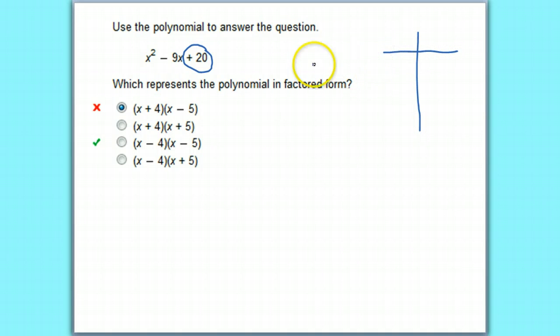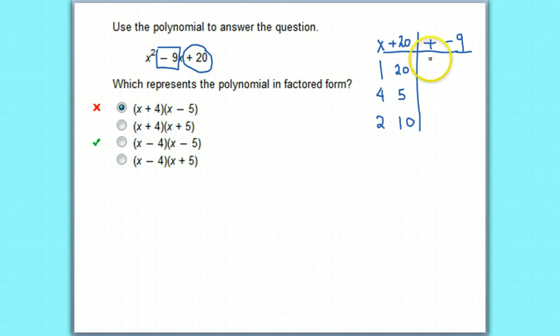And you're going to think of numbers that multiply to your last term, multiply to positive 20, but add to negative 9. Okay, so multiply to positive 20, but add up to negative 9. Okay, so let's think of some factors of 20. Well, and positive 20. So positive 1 times positive 20. There's positive 4 times positive 5. There's positive 2 times positive 10.